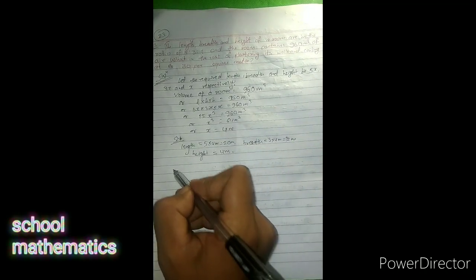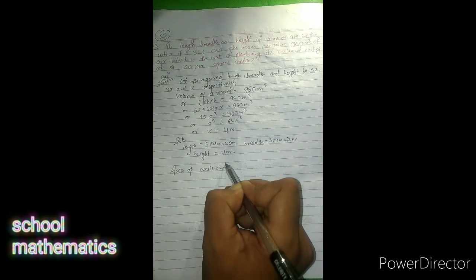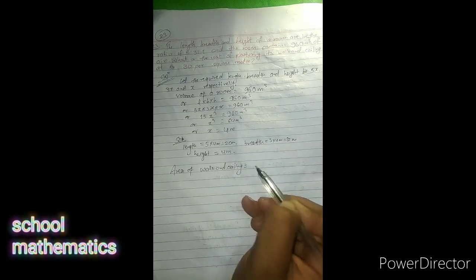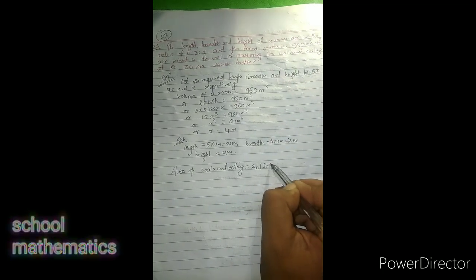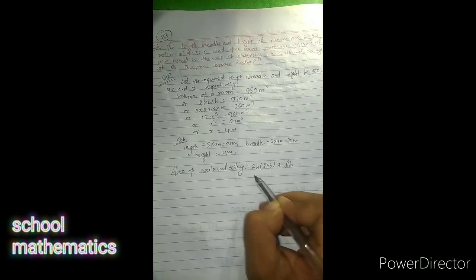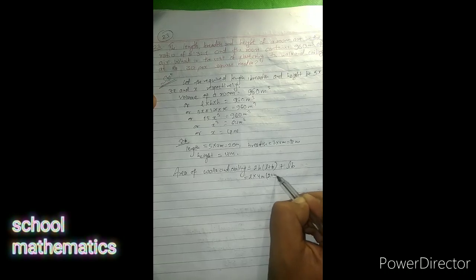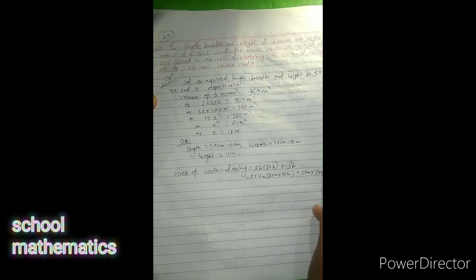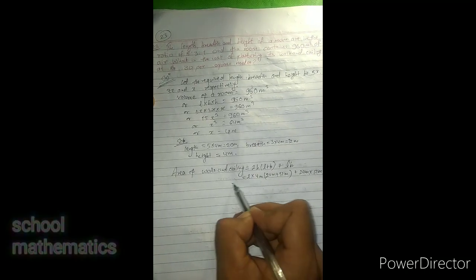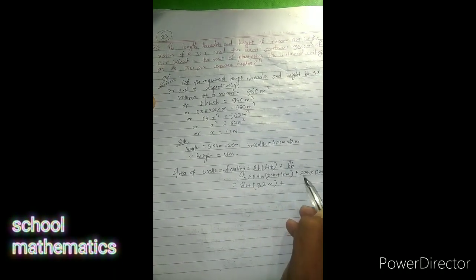Now let's find the area of walls and ceiling. What is the formula for the area of walls and ceiling? The area of walls is 2h(L + b), and ceiling is L × b. 2 × 4 × (20 + 12), plus length into breadth, 20 × 12.